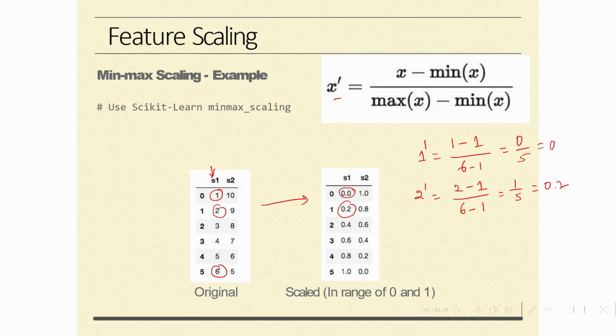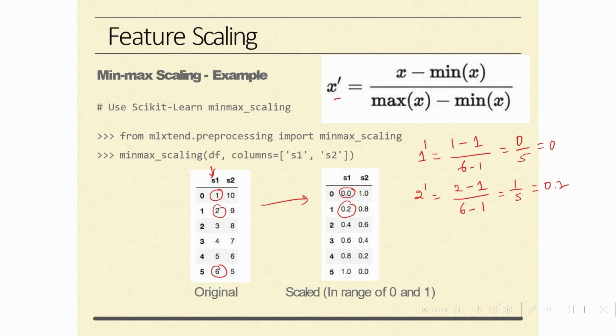So with the help of scikit-learn, we are going to convert that with a simple program. We convert the original data into transformed, scaled data. Here we use the scikit-learn min-max scaling function to convert that into normalized form. From mlxtend.preprocessing import min-max scaling and perform the min-max scaling.